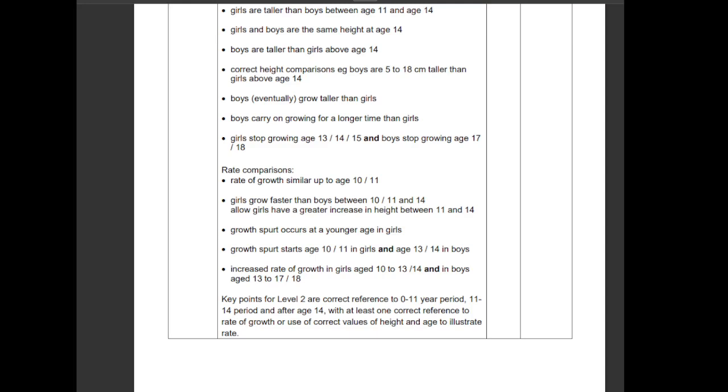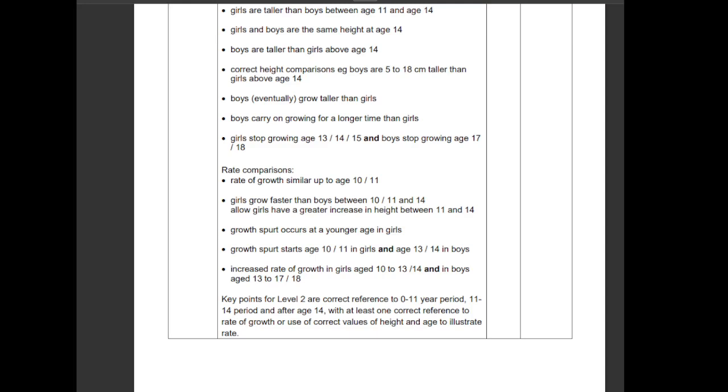As you can see at the bottom, they have actually compared the rate. So rate of growth is similar up to age 10 to 11. Within the answer I've talked about the rate of growth. Girls grow faster than boys between 10 and 14 years, so they have a higher rate of growth. Growth spurt occurs at a younger age in girls, and the increased rate of growth in girls is between 10 to 13 or 14, whereas for boys it is between 13, I said 14 to 17. So that should give you those 6 marks.